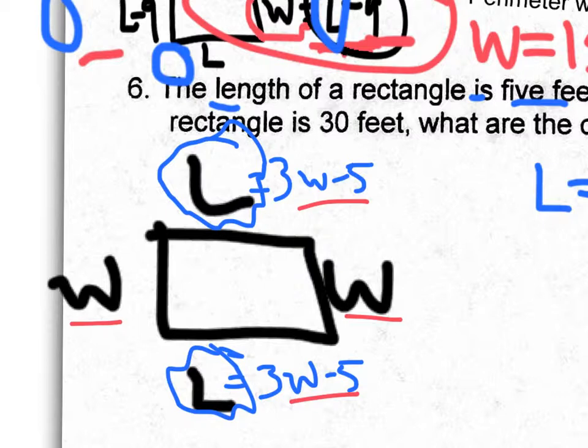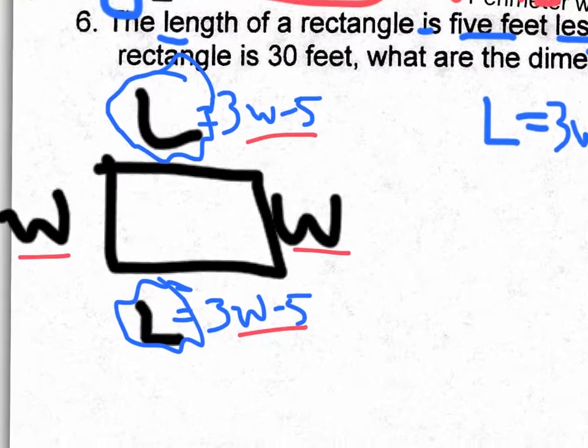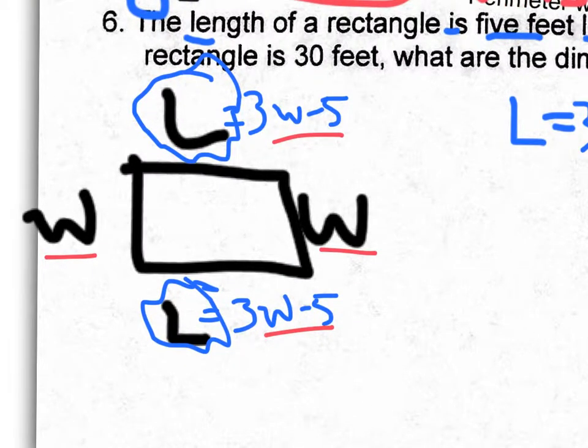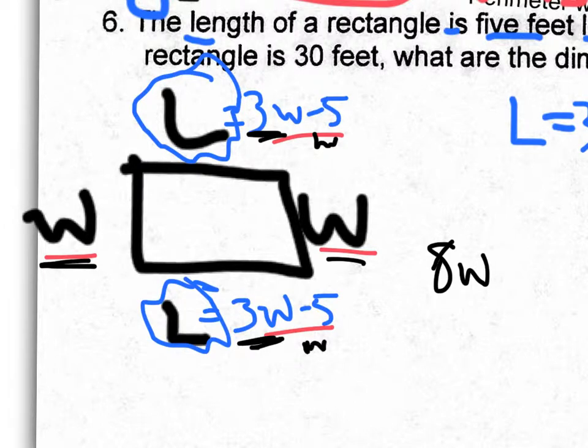Now remember, perimeter is adding up all your sides. So if we add up the 3W minus 5 with the W, with the 3W minus 5 with the W, you're pretty much going to be combining like terms. So let's combine like terms, guys. What is a 3W with another W with another 3W with another W? That's going to be a total of 8 W's. And then what about the minus 5 that's right here and the minus 5 that's right there? It's going to be a minus 10.